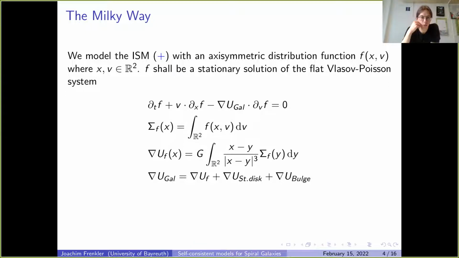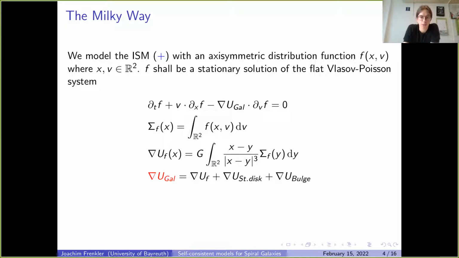And then we have the last line where we close the system of equations. The gravitational potential of the galaxy is made up of the gravitational potential of F, which models the ISM, plus the one of the stellar disk, plus the one of the bulge. We want that this is a model for the Milky Way. So the first question we should ask is, where do we get the gravitational potential of the galaxy from, gradient U-gal? Since the potential of the galaxy and the potential of the model should match.